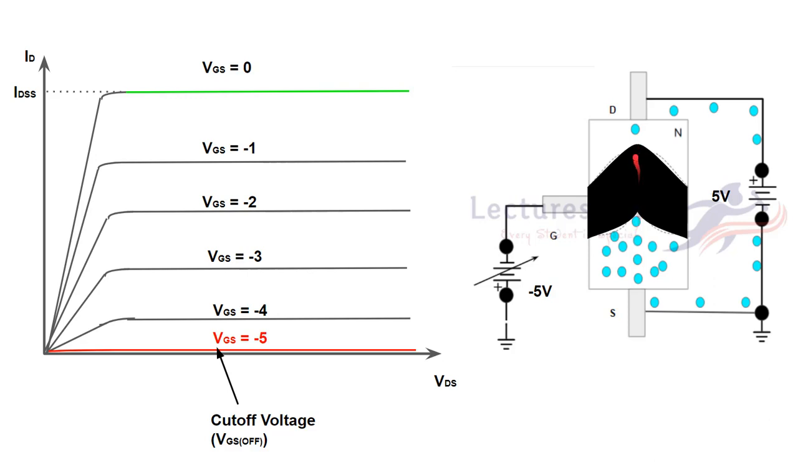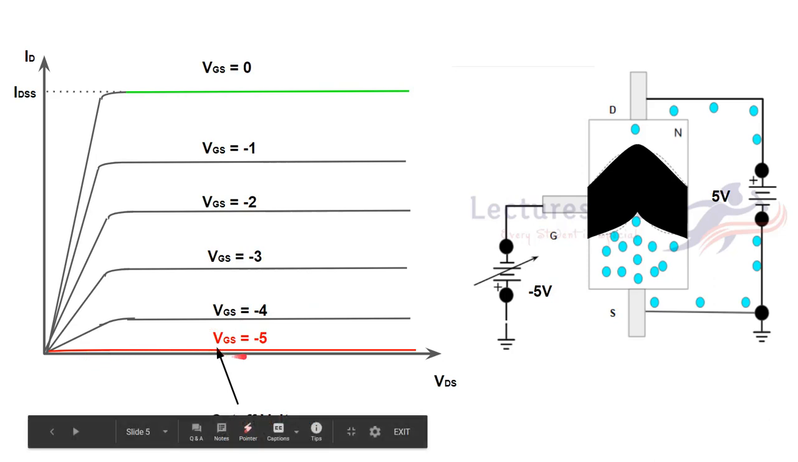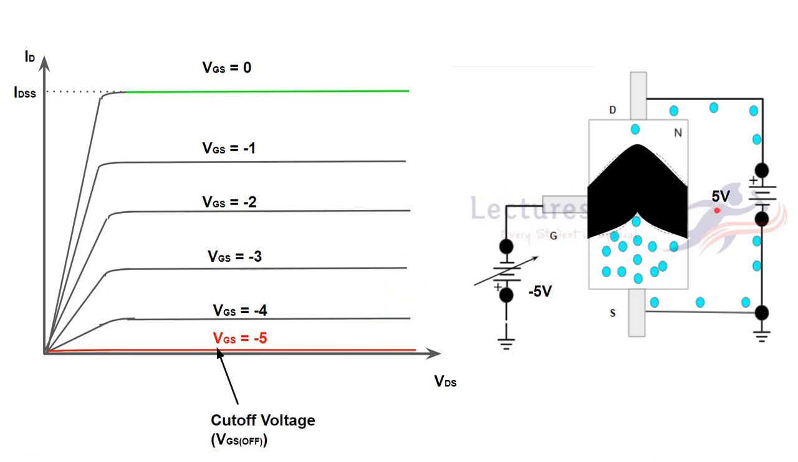Now the JFET is not working and no current is flowing through it. At this point the voltage is called the cutoff voltage, and you can observe that the cutoff voltage is always opposite to the drain to source voltage. If drain to source voltage is 5 volt, cutoff voltage would be -5. If drain to source voltage is 6 volt, cutoff voltage would be -6 volt. If drain to source voltage is 3 volt, cutoff voltage is equal to -3 volt. And it is opposite in case of P channel JFET.